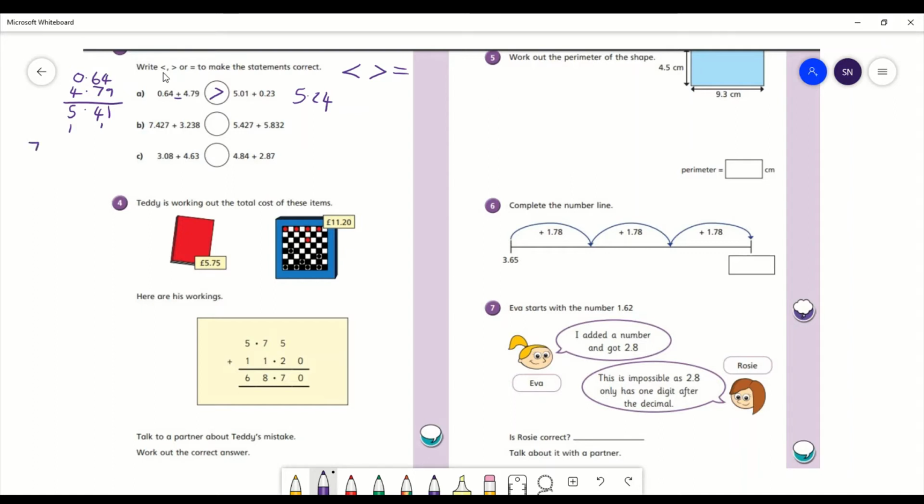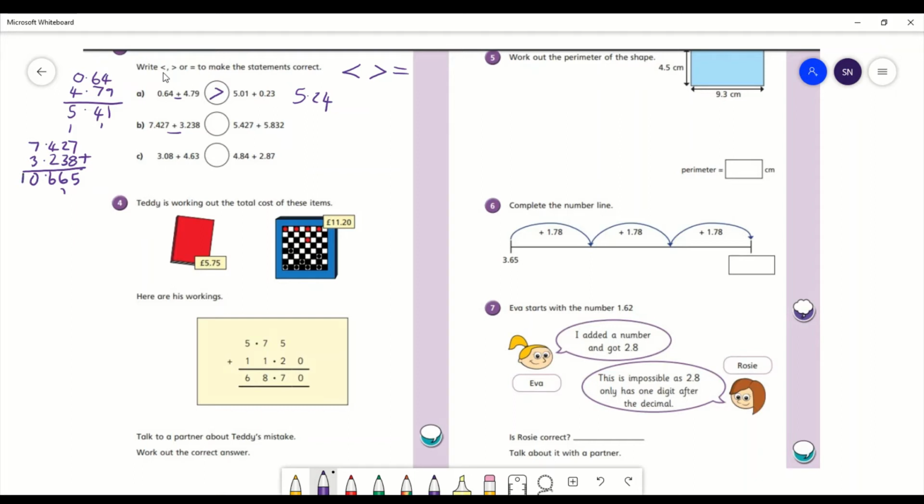This one I've got 7.427 and I've got 3.238. I'm looking at the additions calculation. So 7 add 8 is 15 thousandths. 2 add 1 add 3 is 6, and that is 10 ones, so it's 10.665.